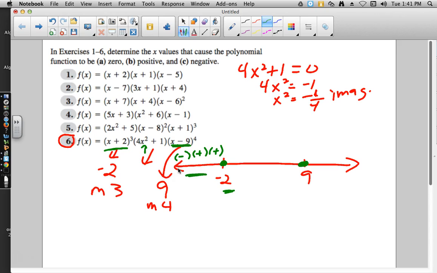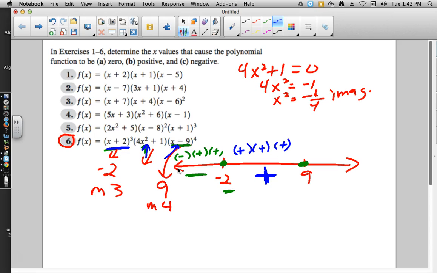I have an odd number of negative signs. Between negative 2 and 9, great number to check out would be 0. If we put a 0 in here, it will be positive. If we put a 0 in here, that factor will be positive. And if we put a 0 in here, even though it'll be 0 minus 9, you're going to raise it to the 4th power, so it will be positive. So between negative 2 and 9 is going to be positive.